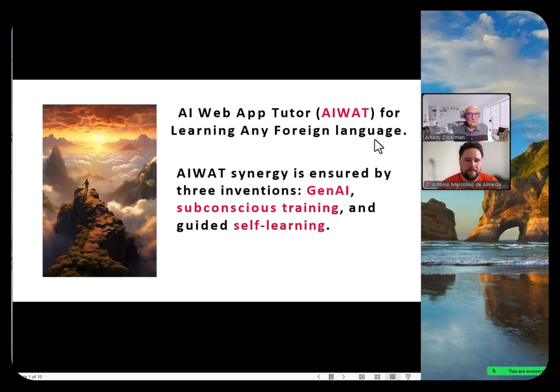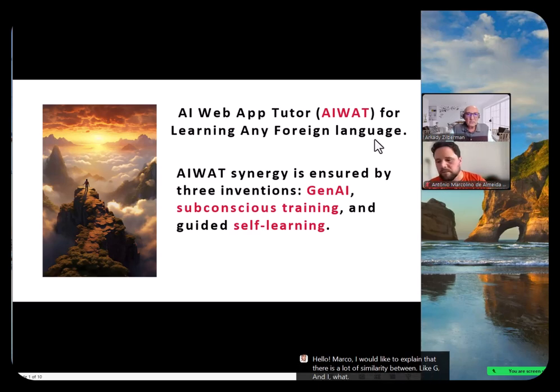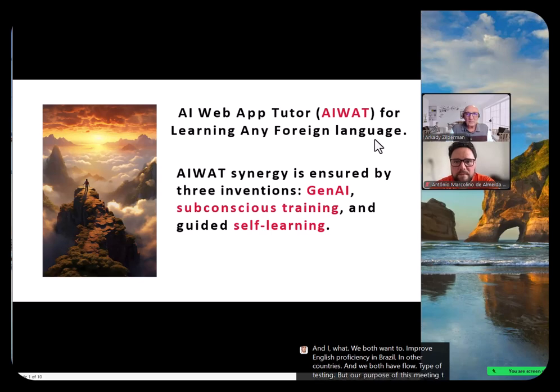Marco, I would like to explain that there is a lot of similarity between FlexG and AIWAT. We both want to improve English proficiency in Brazil and other countries, and we both have a fluency flow type of testing. But the purpose of this meeting today is to determine the differences and whether it would be worth implementing those differences or creating a joint venture.